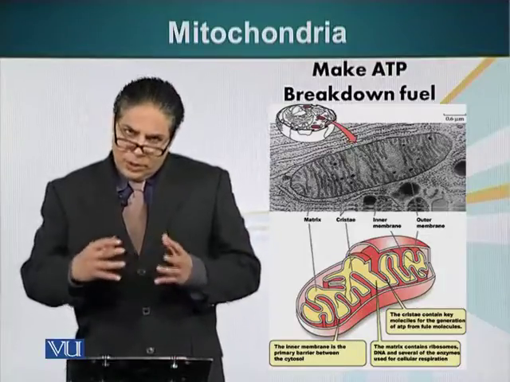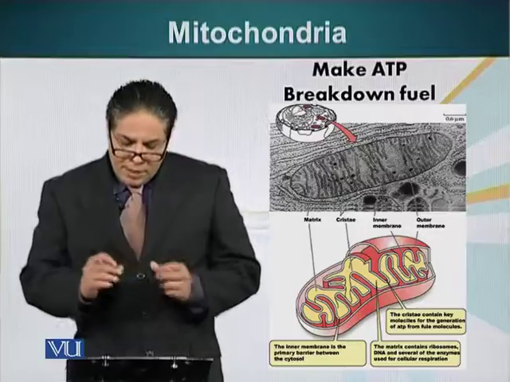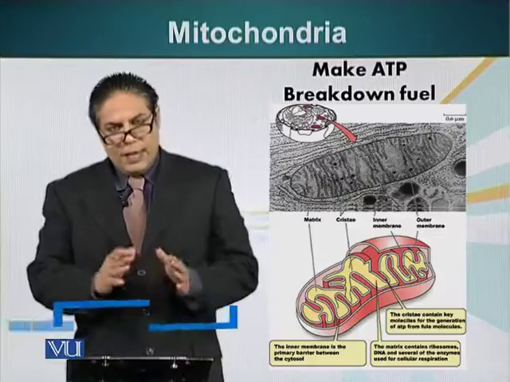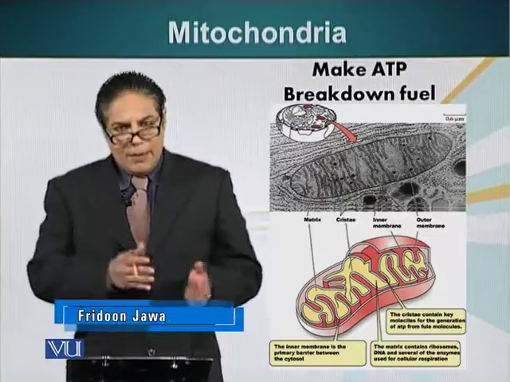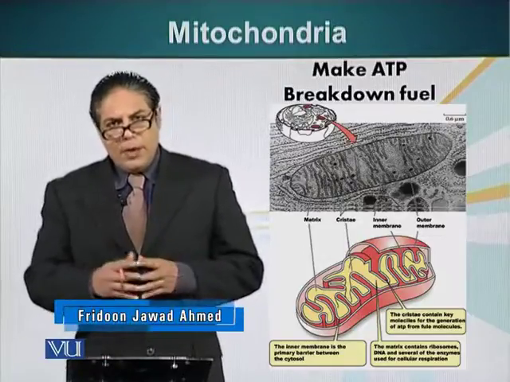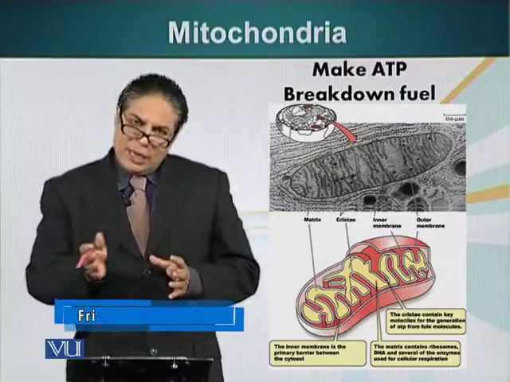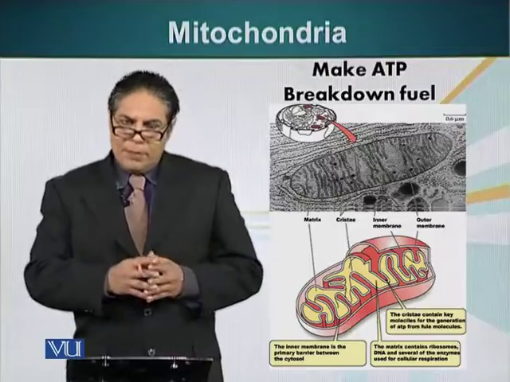Let's look at the structure of mitochondria first. Mitochondria are also double membranous structures. They have an outer membrane and an inner membrane. The outer membrane is not very selective. Most materials can pass through the outer membrane.